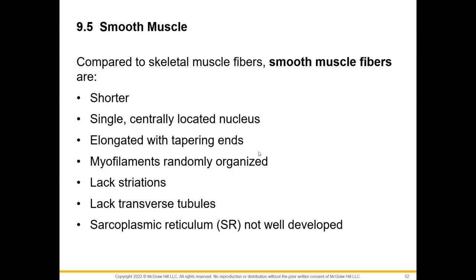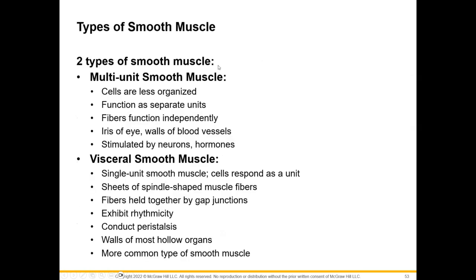So smooth muscle. Compared to skeletal muscle fibers, smooth muscle fibers are shorter. They have a single centrally located nucleus. And remember, the skeletal muscle is multinucleated. The smooth muscle is elongated with tapering ends. You have myofilaments that are randomly organized. They do not have striations. They lack transverse tubules, and sarcoplasmic reticulum is not very well developed. And that's your smooth muscle.